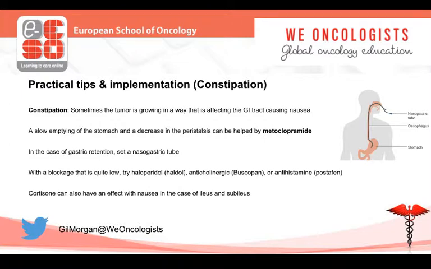With a blockage that is quite low, one can try haloperidol, or an anticholinergic such as Buscopan, or an antihistamine such as Postafen. Cortisones can also have an effect with nausea in the case of ileus and subileus.